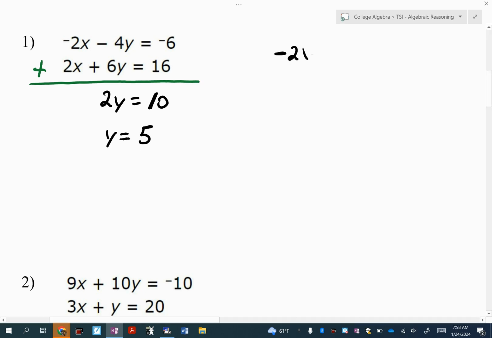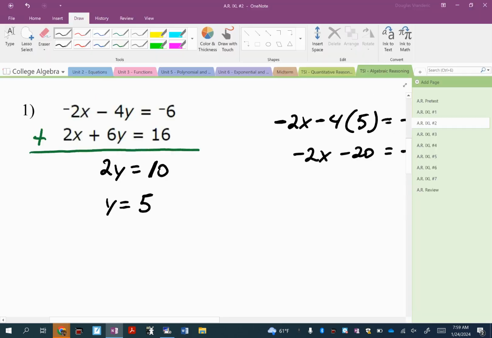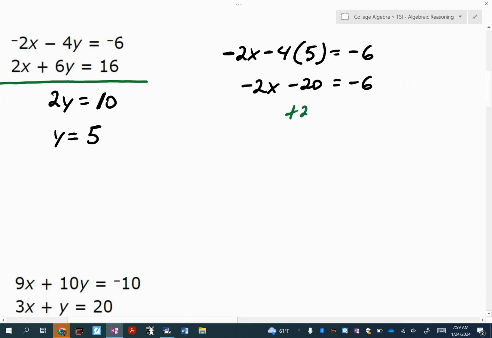All right, so negative 2x minus 4. But then what am I replacing y with? 5. So that's negative 2x minus 20 equals negative 6. How do I move the minus 20 over? Add it. So I have negative 2x equals, I think I heard Natalia say it, 14. So x equals negative 7. Did you get the same thing? Nice.